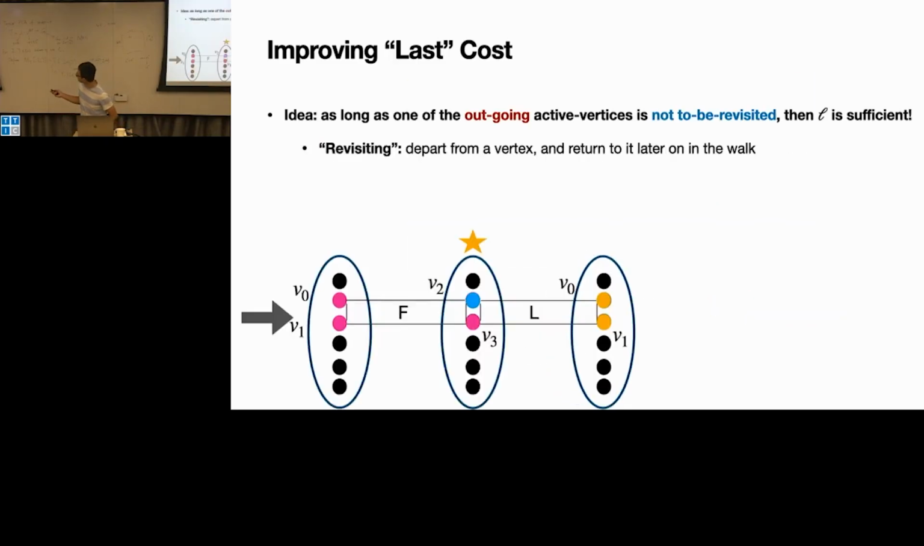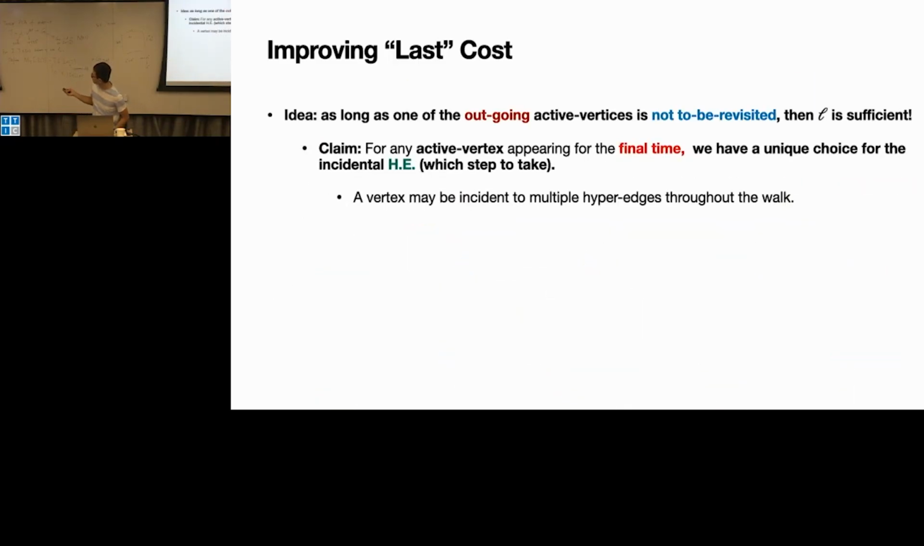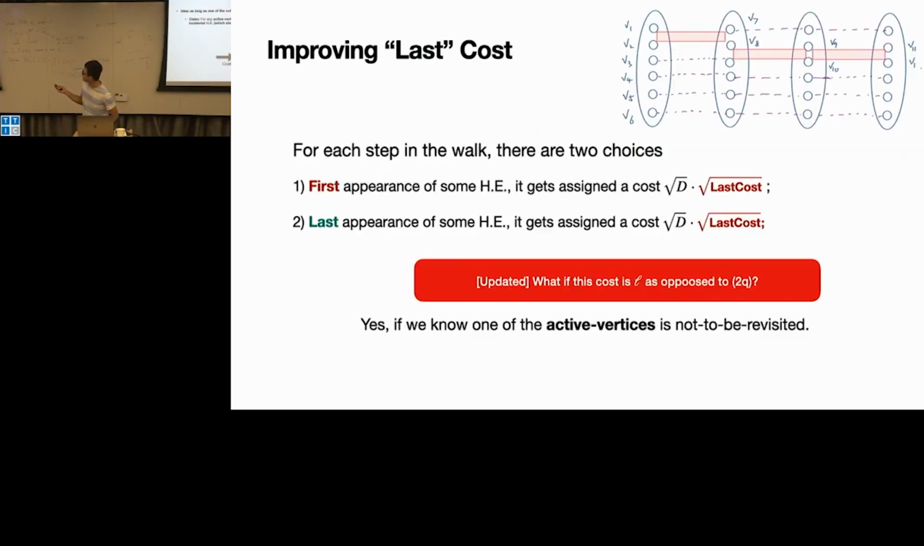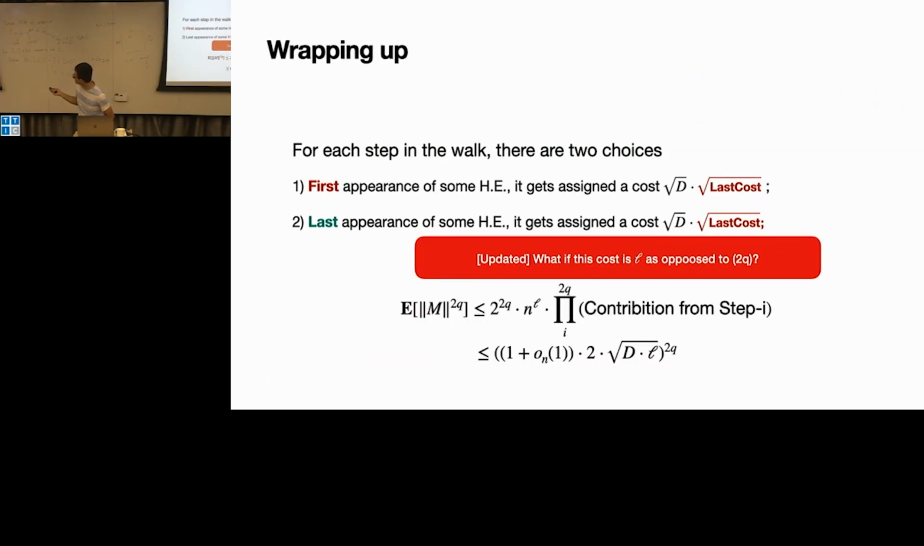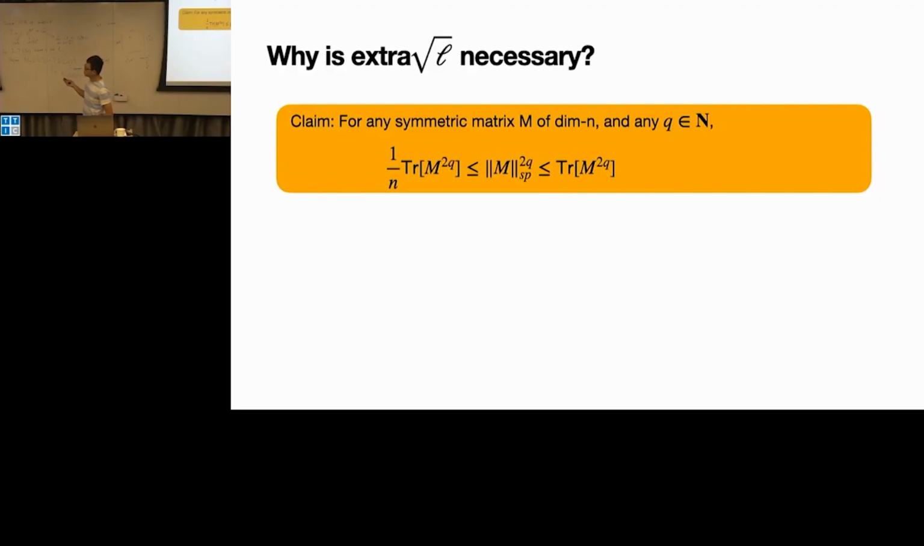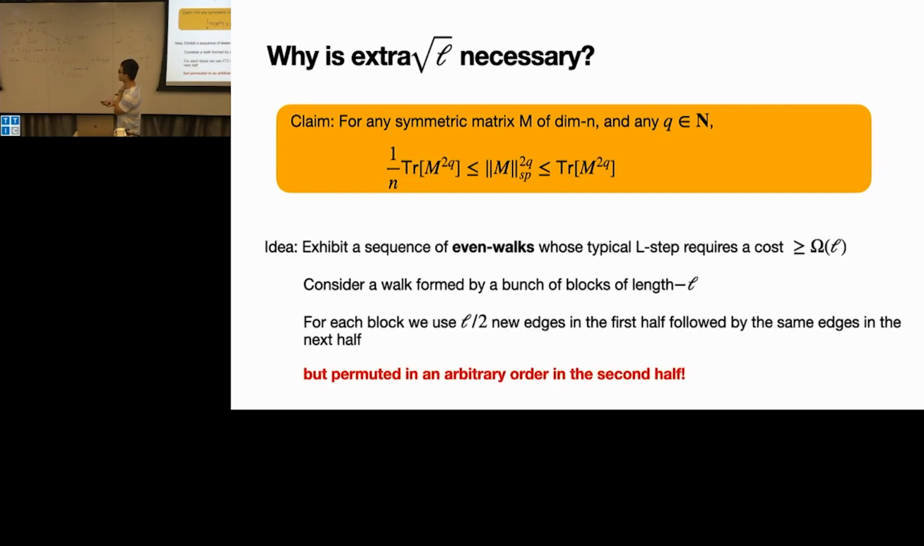Let me skip through these. What's interesting is that our technique also allows us to see a lower bound and to really show that the square root L factor that is missing from the previous work of Bandeira et al. is necessary if you look at larger L. And again, this is done by a combinatorial counting argument.